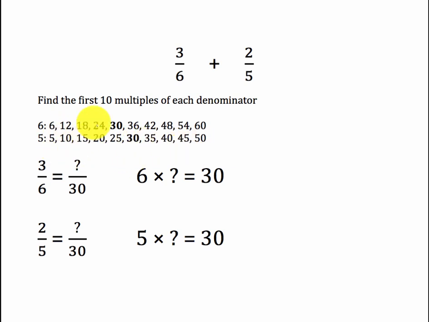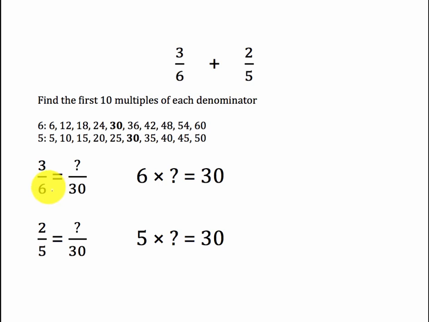And then I need to look for a number that they have in common. And I find out that 30 is in both of these rows. Now, if you kept on going, you'd find other common multiples, but we want to stick with the lowest one. That'll make it easier for us. So 30 is the lowest common multiple here, so we're going to use that as our common denominator.